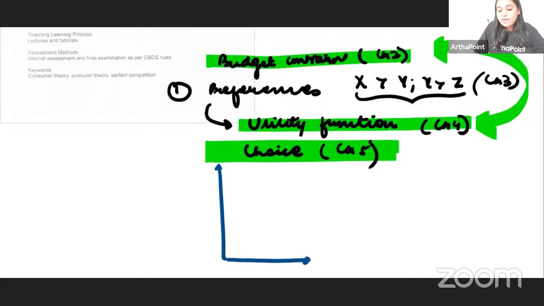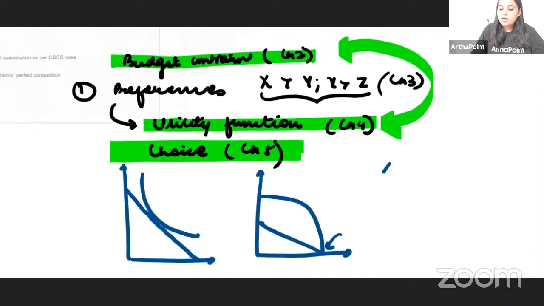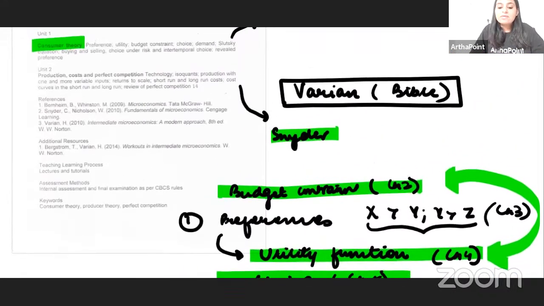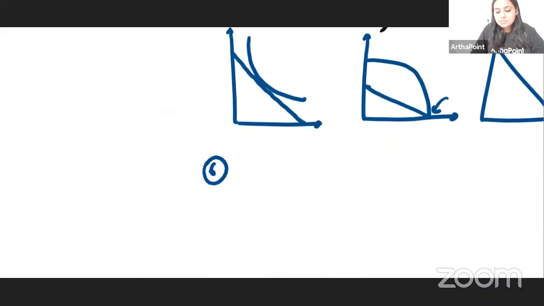What will I do if my IC looks like this? How is my equilibrium defined? What will I do if my IC looks like this? How is my equilibrium defined? What will I do if my IC looks like this? How is my equilibrium defined? So that will be chapter 5. Then we will talk about demand, which will be chapter 6.